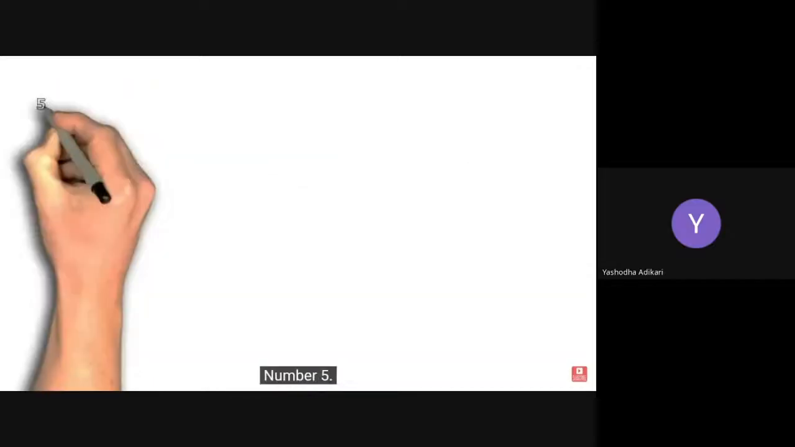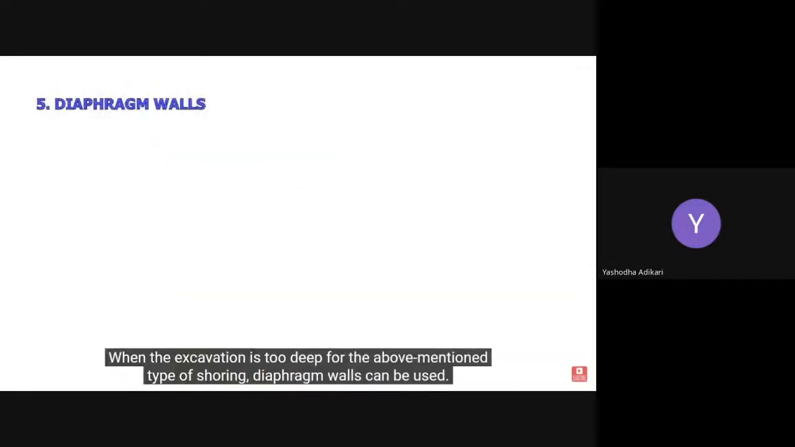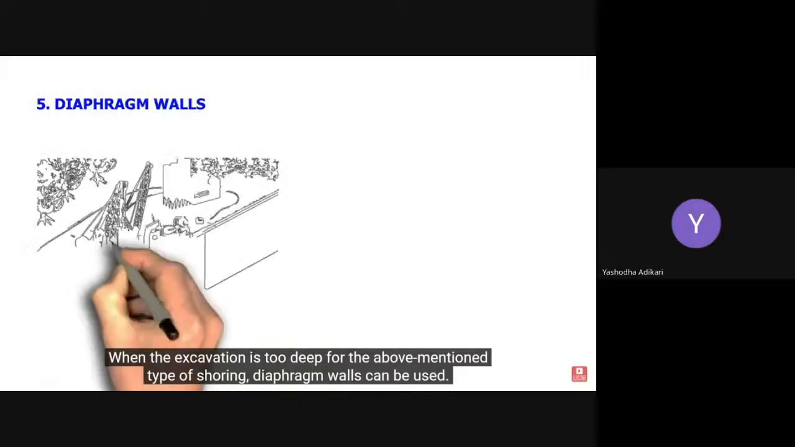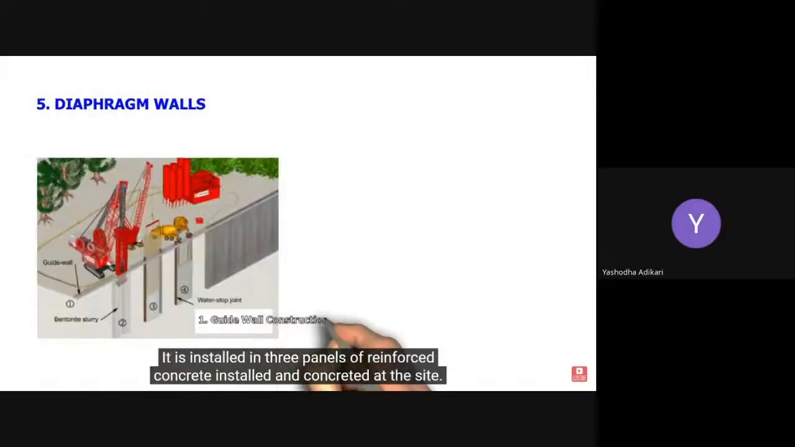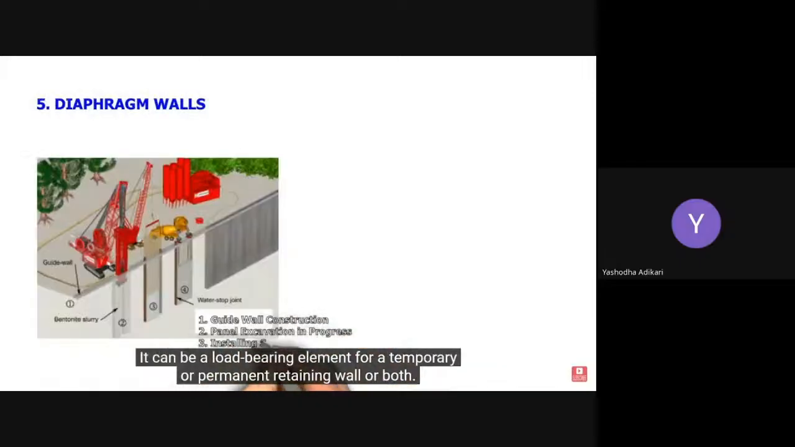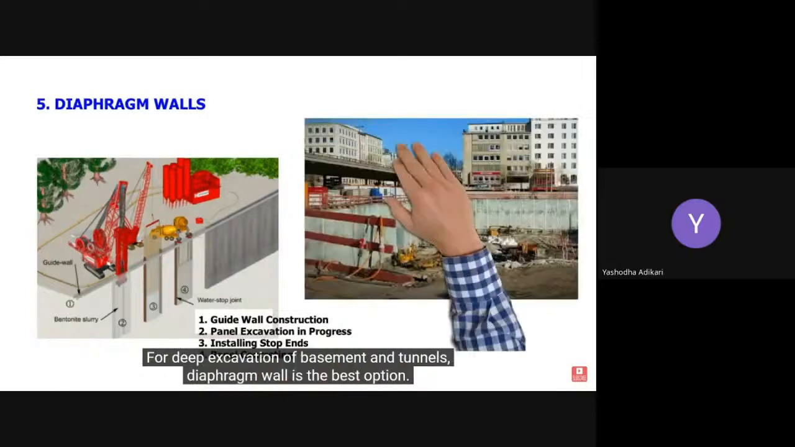Number 5. Diaphragm walls. When the excavation is too deep for the above-mentioned types of shoring, diaphragm walls can be used. It is built in panels of reinforced concrete installed and concreted at site. It can be a load-bearing element for a temporary or permanent retaining wall, or both. For deep excavation of basements and tunnels, diaphragm wall is the best option.